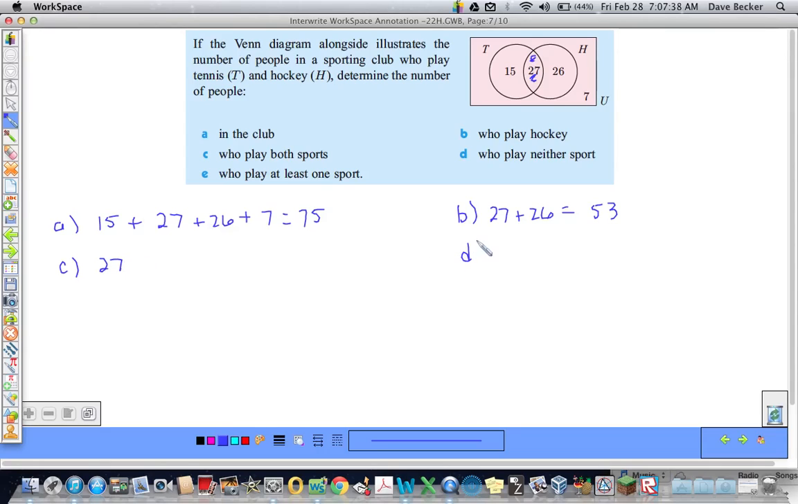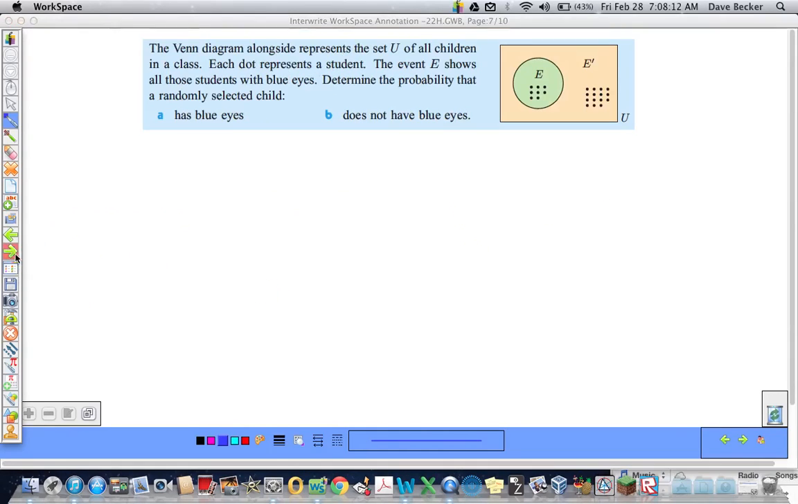D, who play neither sport, that's this person right here. That would be 7 folks who don't play any sport at all. And then E, who play at least one sport. So these 27 play 2, but that's at least 1, isn't it? And the 15 and the 26, they play the one sport. So this would be 15 plus 27 plus 26. And that, my friends, is equal to 68. Could it be any easier? Probably not.